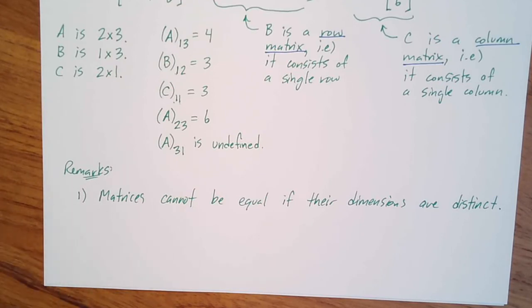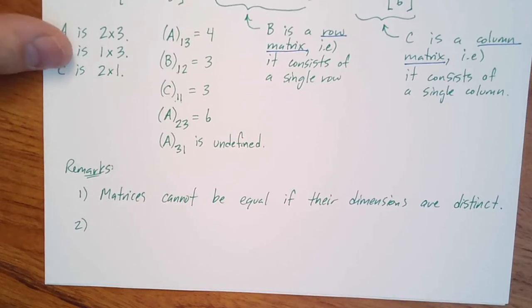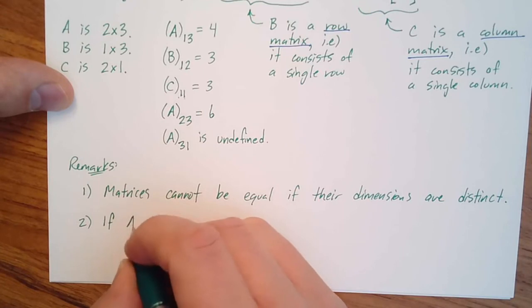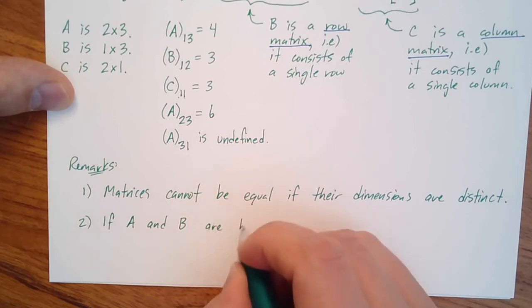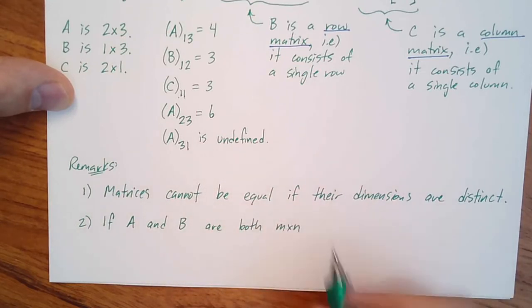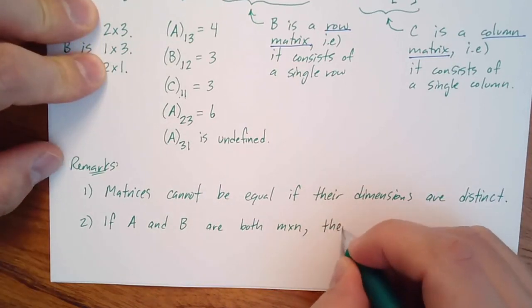So, okay, well, what if they do have the same dimensions? That's the second remark. The second remark is going to tell us how we can really quantify what it means for them to be the same. But first of all, they'd have to have the same dimensions. So let's say A and B are both m by n. In other words, A and B are both matrices that have the same dimensions, and their dimensions happen to be m by n: m is the number of rows in both of these matrices, and n is the number of columns in both of these matrices. So if that's the case, then here's what it means for them to be equal.